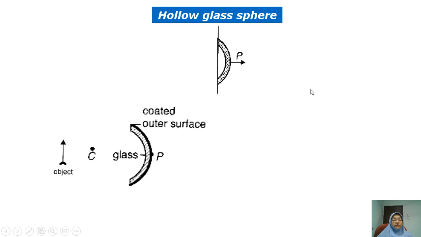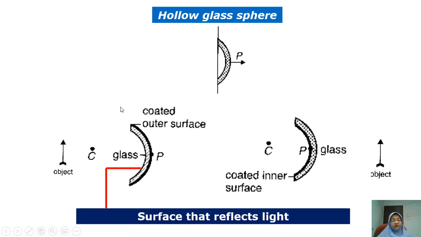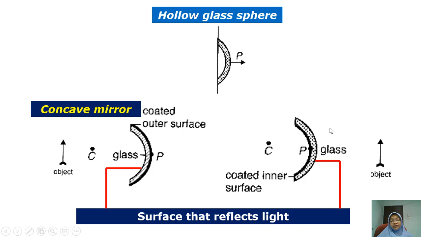So now we coat the outer surface. So coated here. So this is the object. This is what we call the concave mirror, the surface that reflects light. And here is the convex mirror. They coated inside. So this is the object here. So this is the part that reflects the light. So this is the convex mirror, this is the concave mirror.